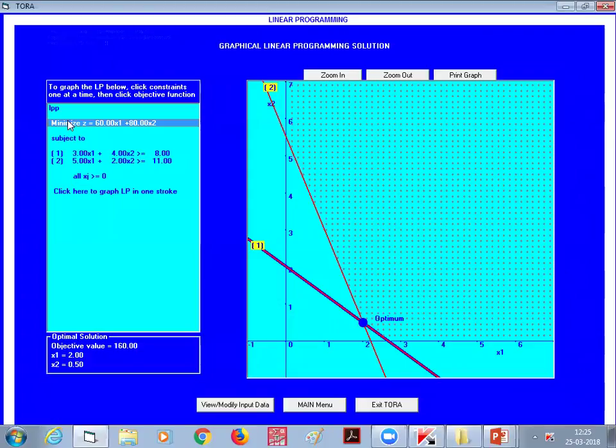So that says we should have 2 kgs of food P, half a kg of food Q, and the total cost is minimum 160 rupees or whatever. By the way, because it's at the intersection of these 2 points, what this also tells us is that we are meeting both requirements exactly. So we're meeting both vitamin A and vitamin B requirements exactly by doing it.